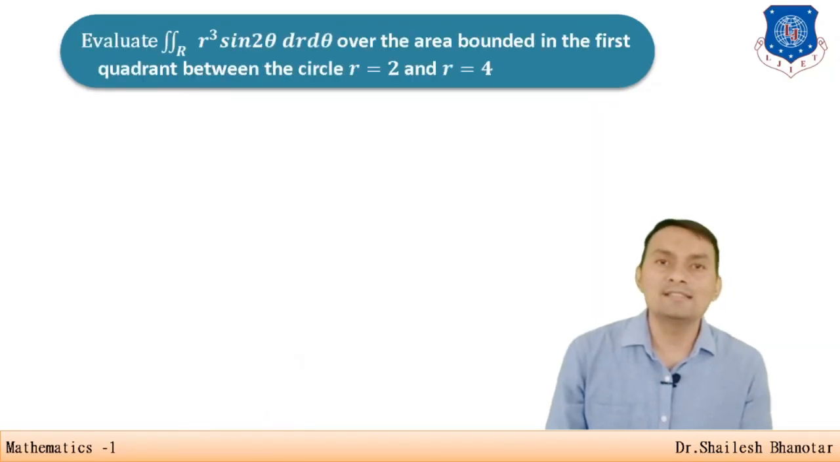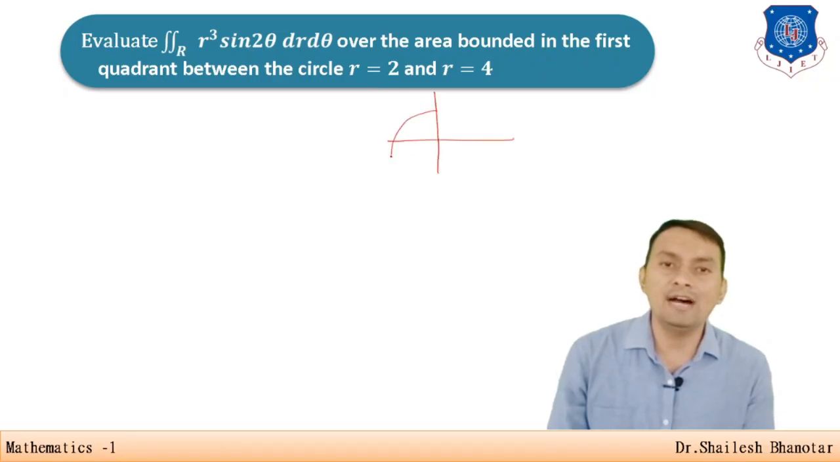Let us see another question. It is a very interesting question. Evaluate the double integration of r cube sine 2 theta dr d theta over the area bounded in the first quadrant between the circles. You need to concentrate on r equal to the radius of the circle, and this is r equal to 4.